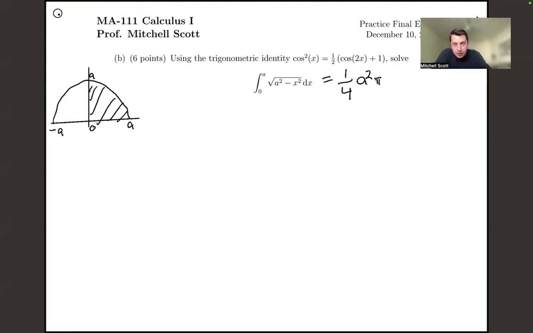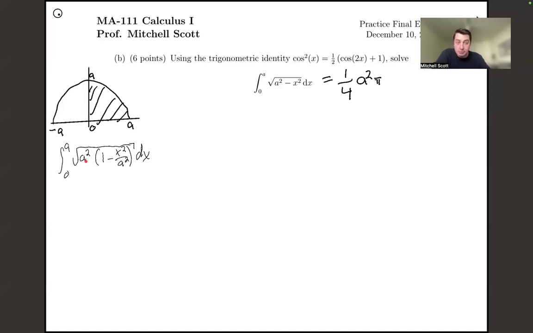And I am going to do something kind of out of the ordinary. I'm going to try to pull out an a here and see what happens, right? So then we have the integral from 0 to a of the square root of a squared times 1 minus x squared over a squared dx. And because this is now a product, right?